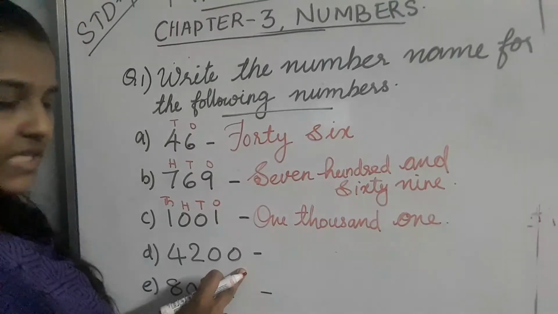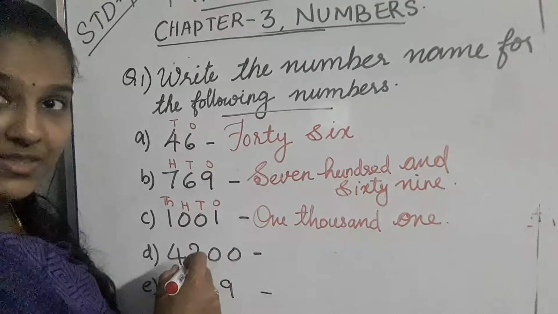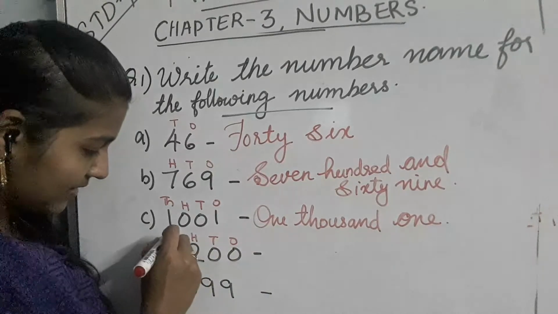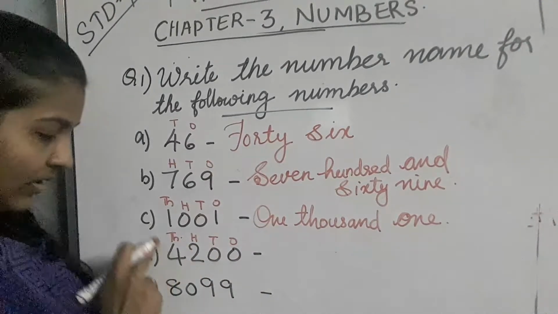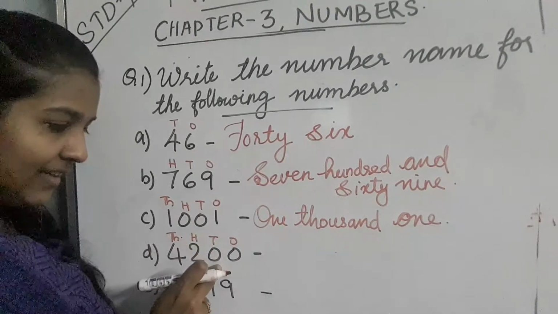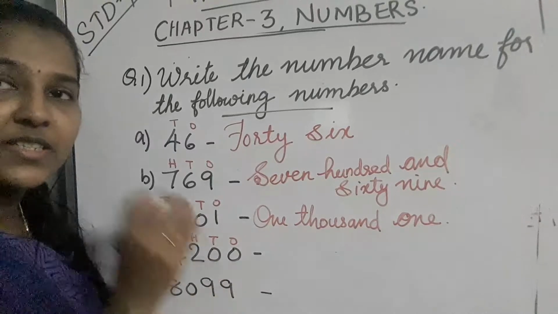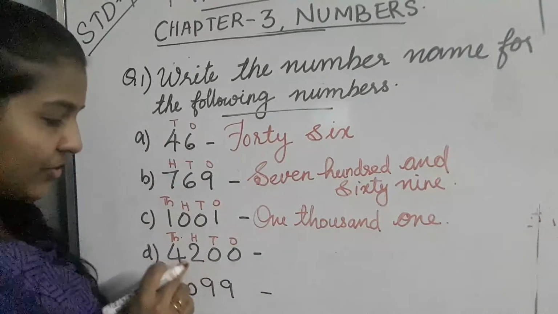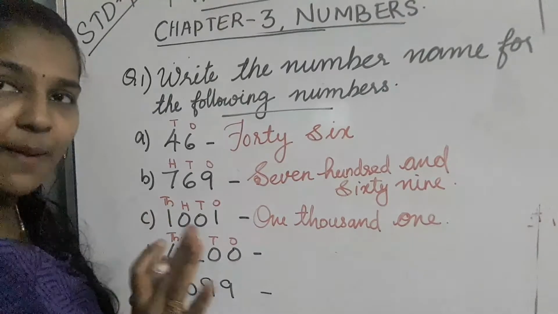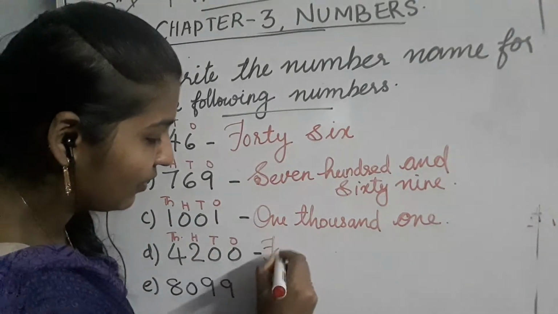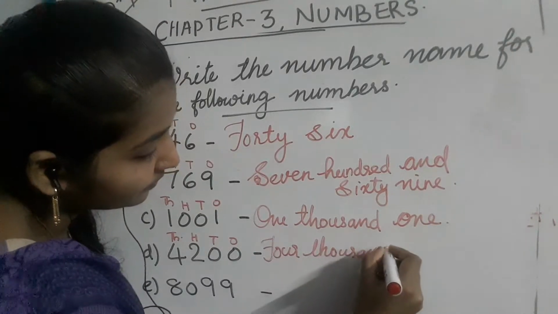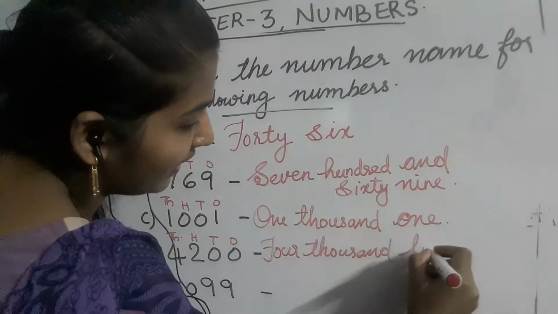Now look at the next one, 4200. Which number is this? Let's write the place values: ones, tens, hundreds and thousands. So the number is 4200, and the tens and ones places are 0 here. So no need to mention. 4200, that is the number name. So you can write 4200.